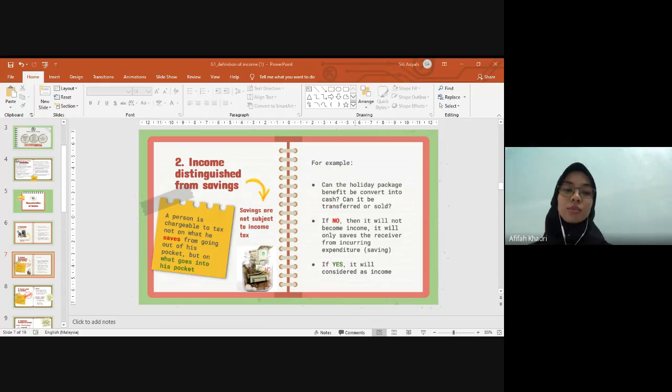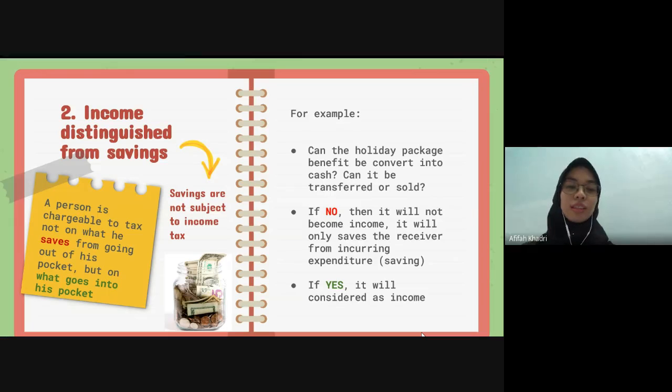To answer this question, we need to know, is it convertible to money or worth money, or can it be sold to others? If it cannot be sold to others, then it will not be considered as income received, because that benefit will only save the contractors from incurring their own pocket money to have a holiday. This is considered as their saving.